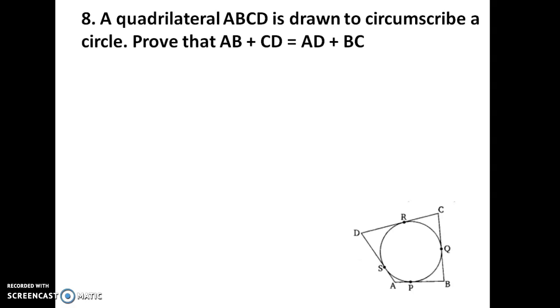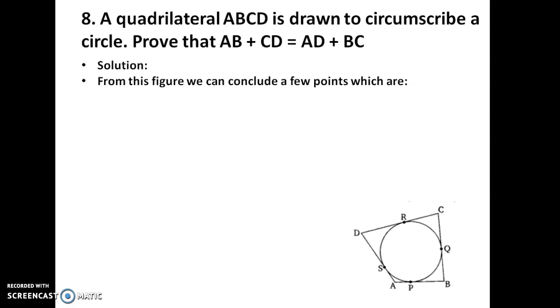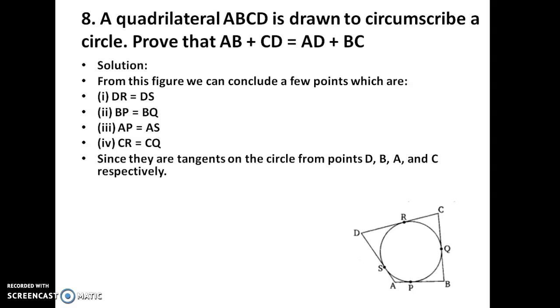Next is quadrilateral ABCD is drawn to circumscribe a circle. Prove that AB plus CD equal to AD plus BC. So we can start with DR equal to DS. How? Because D is the external point. From there to the circle, if tangents are drawn, the lengths of the tangents will be equal. So all four points are like that only.